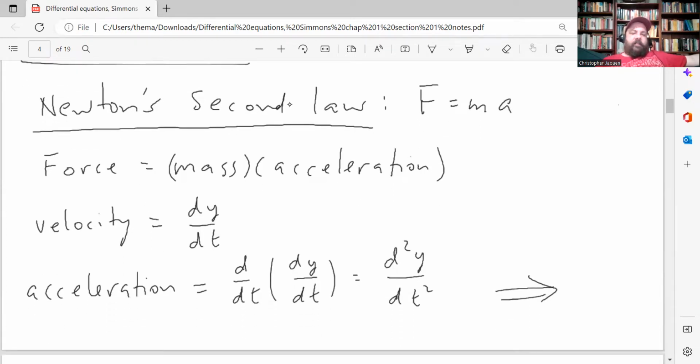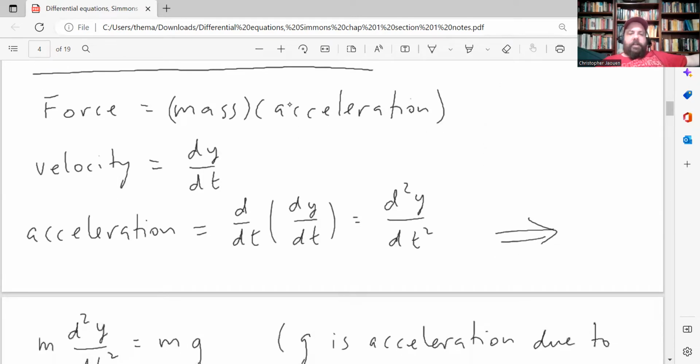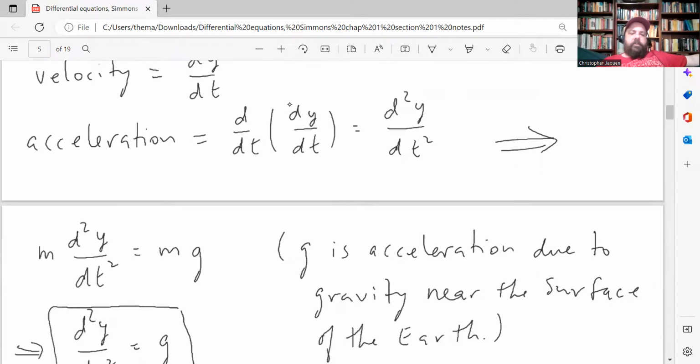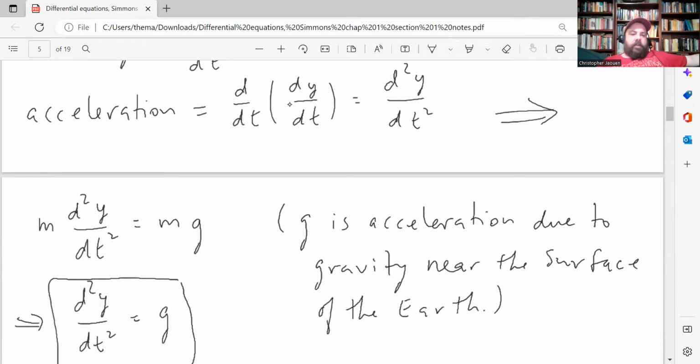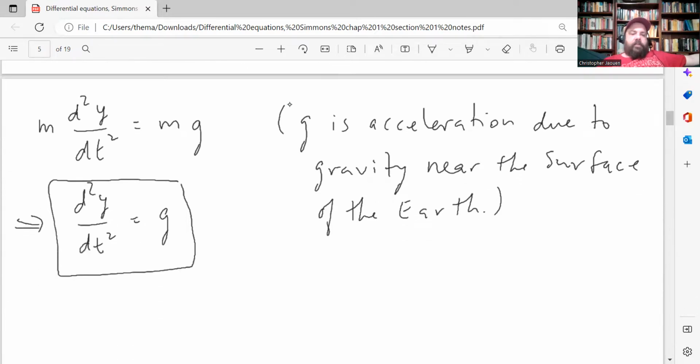Anyway, the velocity is the change in position over time, and acceleration is the change of velocity with respect to time, or you can think of it as the second derivative of position with respect to time. And with these definitions, you can write Newton's second law in terms of a differential equation. So F equals ma is m times the second derivative of y with respect to t equals m times g, where g is the acceleration due to gravity near the surface of the Earth. Here, notice that you can divide out by m, and that gives you this equation here.